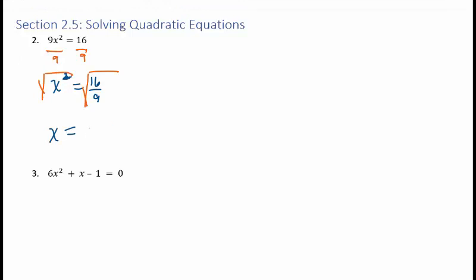And we are left with x equals plus or minus the square root of 16/9, which simplifies to plus or minus the square root of 16, which is 4, over the square root of 9, which is 3. So plus or minus 4/3.